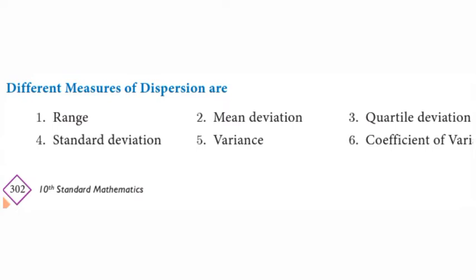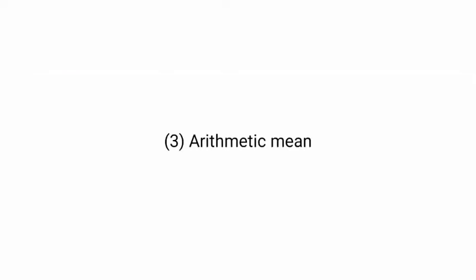Different measures of dispersions are: first one range, second one mean deviation, third one quartile deviation, fourth one standard deviation, fifth one variance, sixth one coefficient of variation. Okay, here what is left? Only arithmetic mean. We have no arithmetic mean in the different measures of dispersions. Therefore, what is the answer? Yes, that is the third option, arithmetic mean.